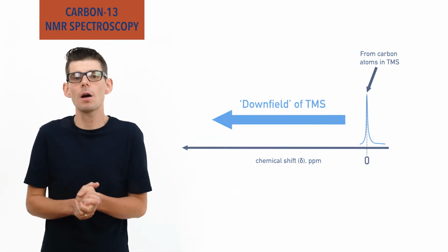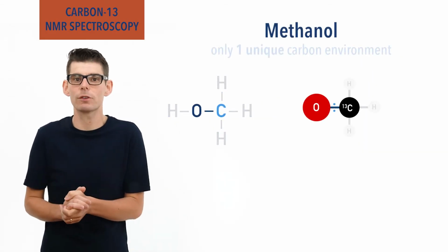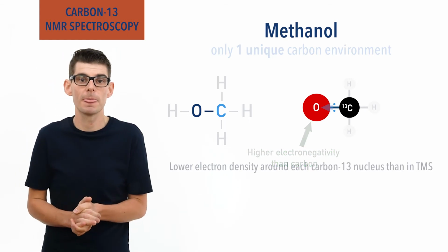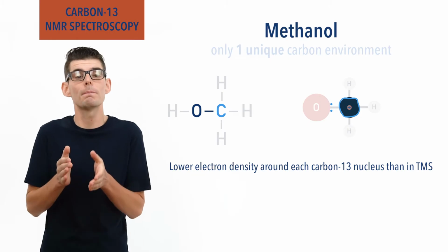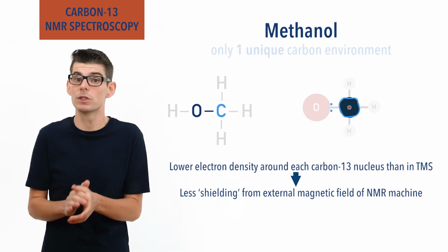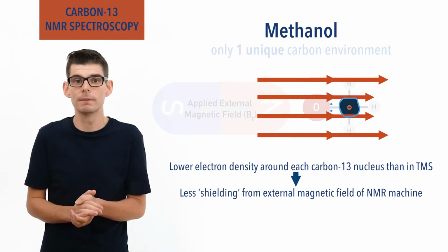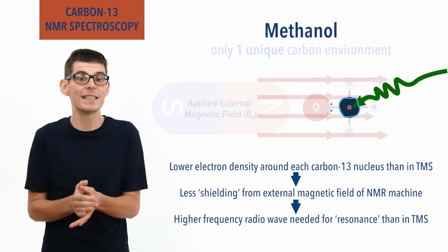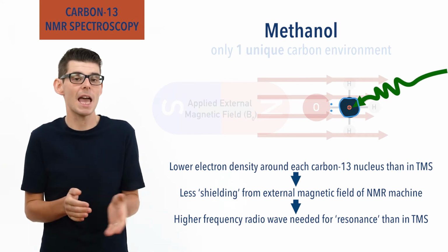For example, the carbon atom in methanol is bonded to an oxygen atom. The oxygen has a higher electronegativity than carbon and as a result pulls electron density away from it. This means there is less shielding around the carbon's nucleus in methanol compared to the carbon atoms in TMS. As a result, the nucleus experiences a greater amount of the external magnetic field, and this makes it harder to flip its spin. A higher frequency radio wave is needed compared to the carbon environment in TMS, and this frequency is represented as chemical shift, ppm.